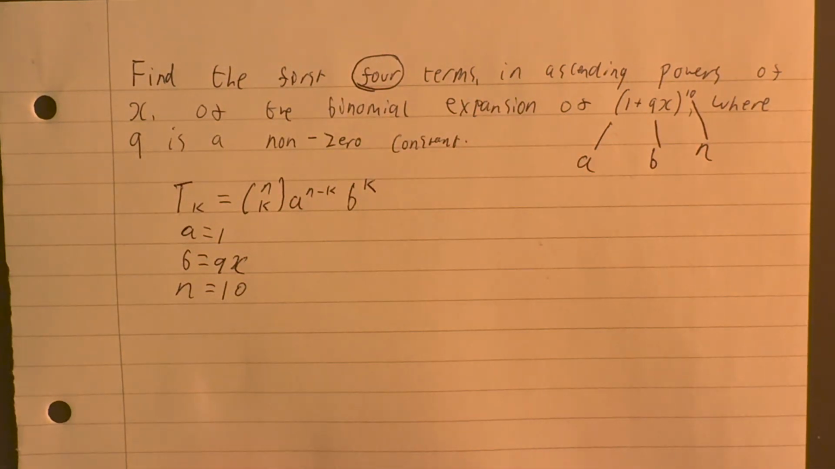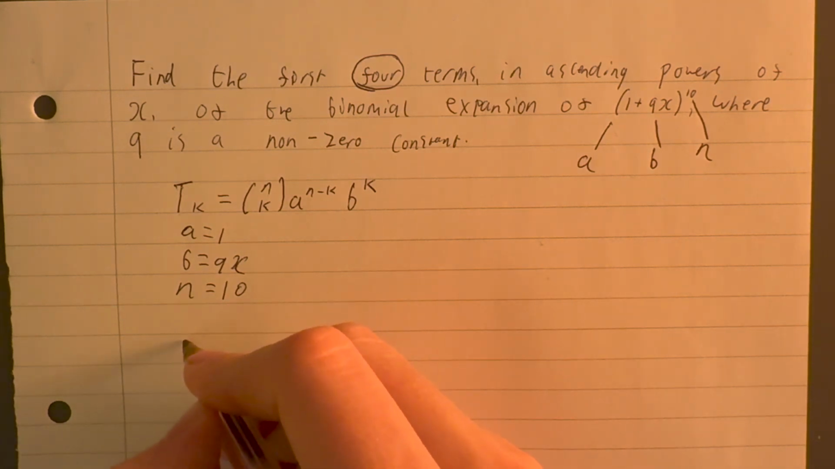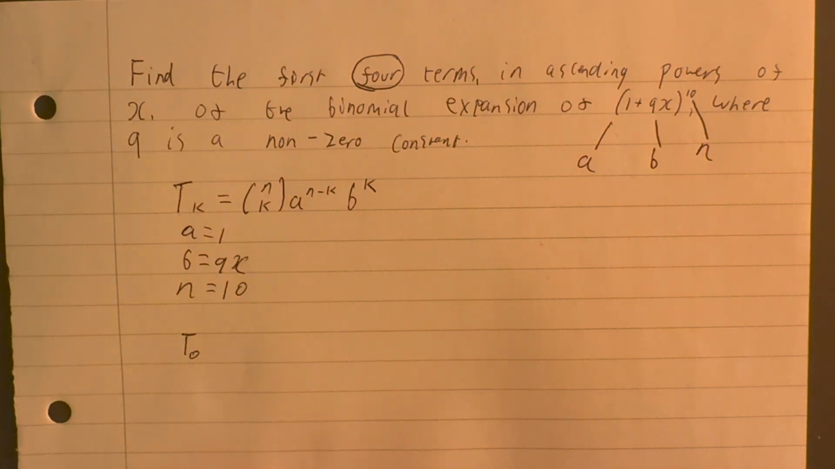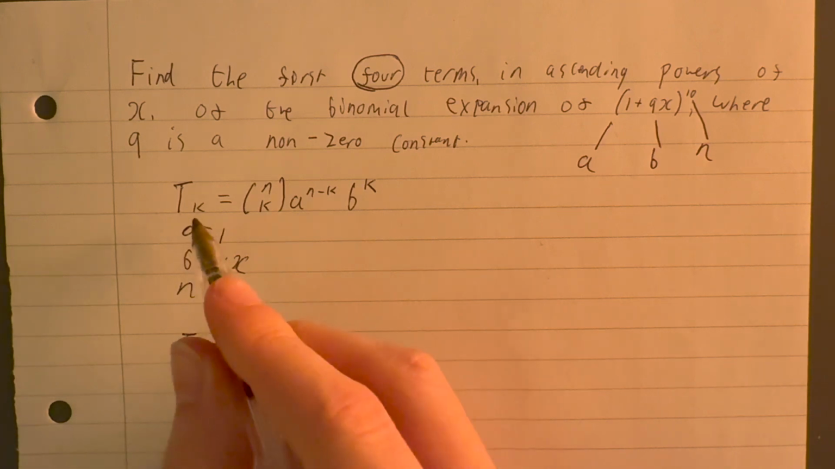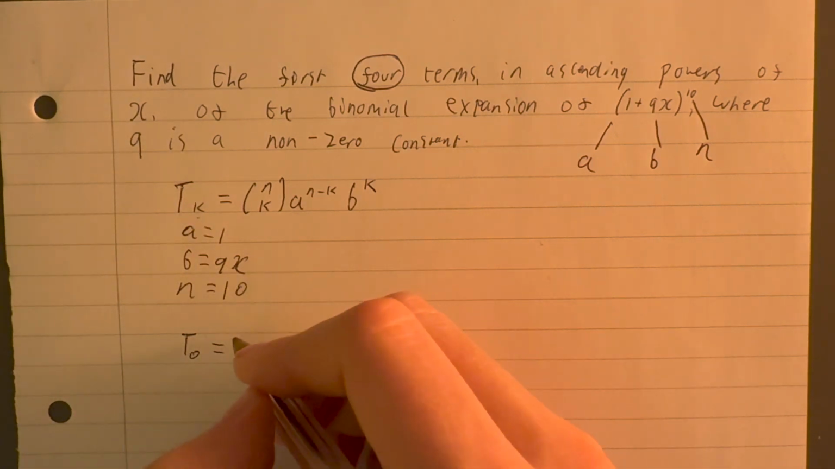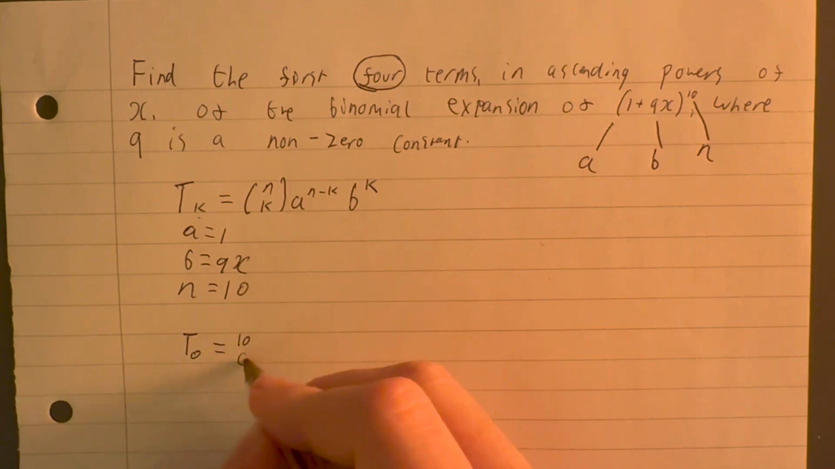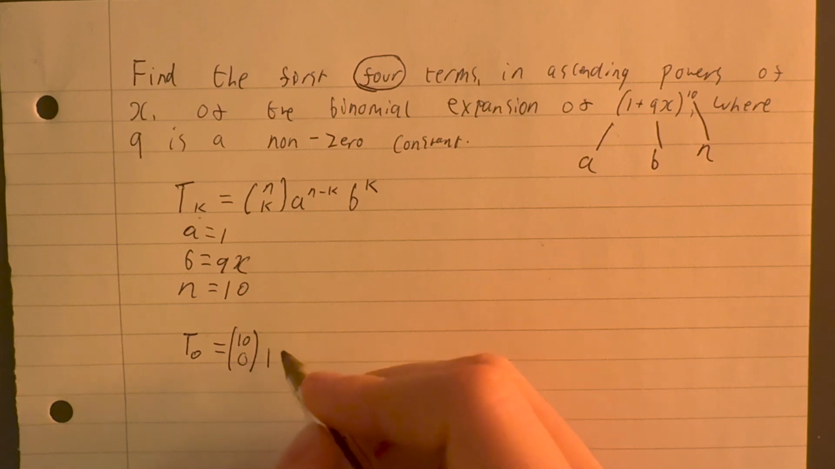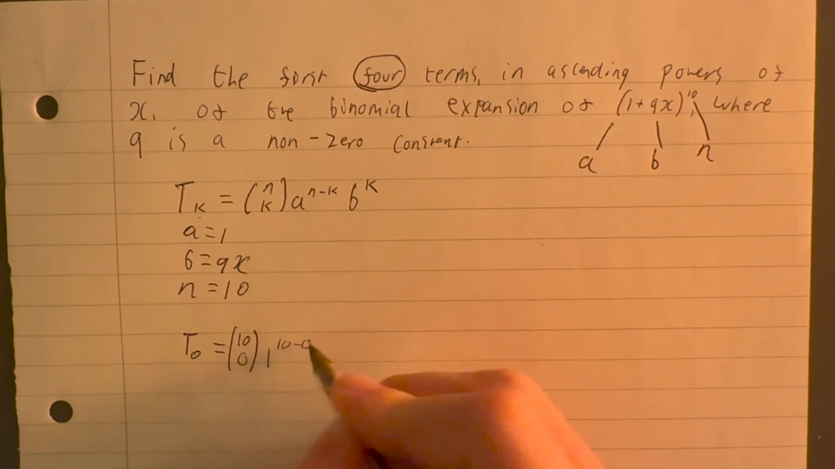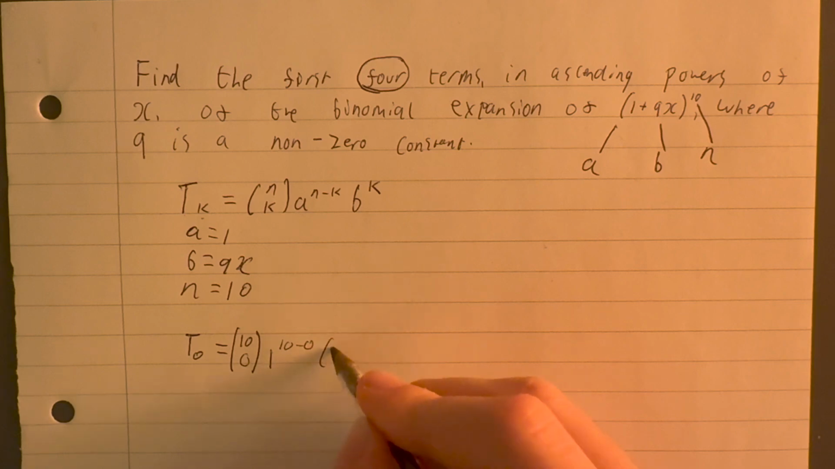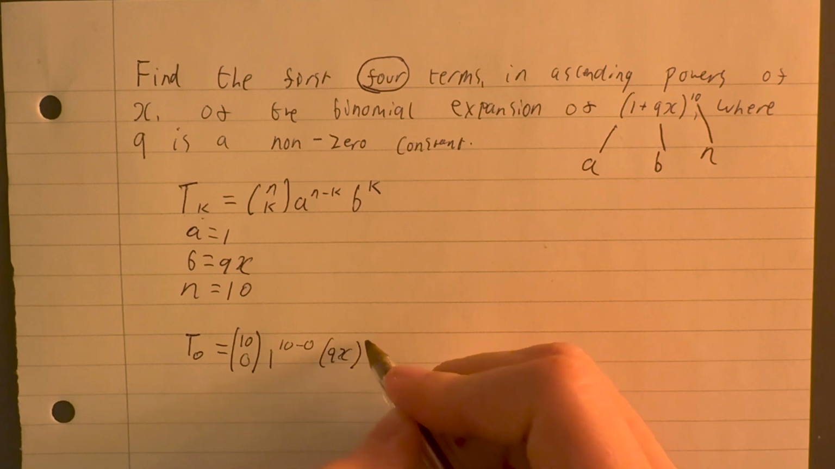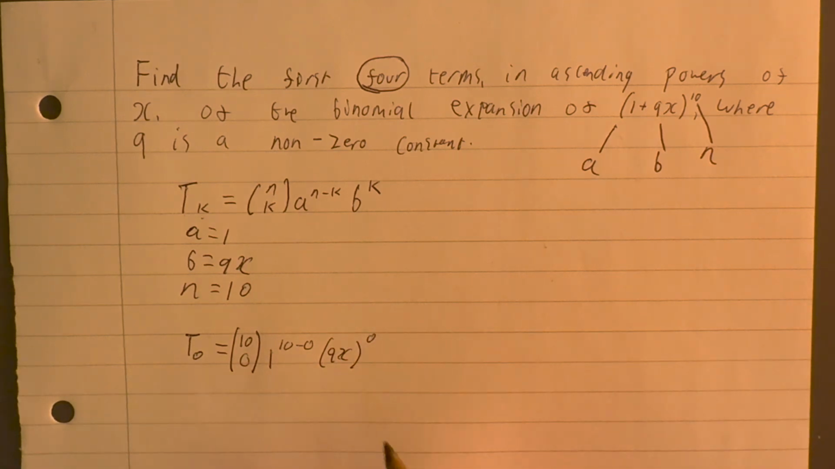Now if you get a question like this and it says 3 terms, you can just stop after 3, that's totally okay. So what we're going to write for the first term is going to be t0, because we're starting from 0, in this case k equals 0, and then we're going to do n, which is 10, over k, which is 0, a is 1, n minus k is going to be 10 minus 0, b is going to be qx, and we'll put it in brackets, to the power of k, which is again 0. And now we just solve this.